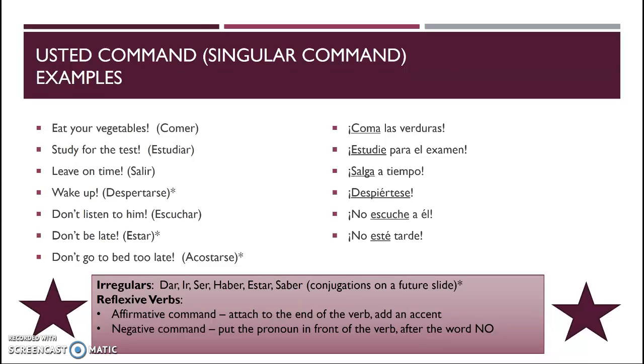Don't be late. No esté tarde. Well, here's a predicament with estar. As soon as we put it into the yo form, we get estoy. There's no o at the end to drop. So estar is actually considered an irregular. And on a future slide, you're going to see the list of conjugations for the irregulars. The irregulars being dar, ir, ser, haber, estar, and saber. So it happens to look like we just flipped the ending, because more or less we did. And then we threw a no in front. No esté tarde.